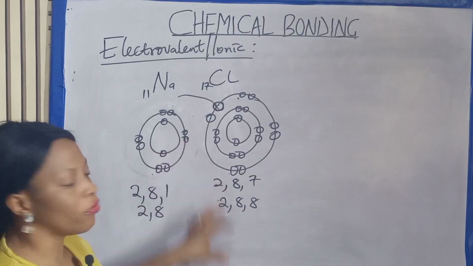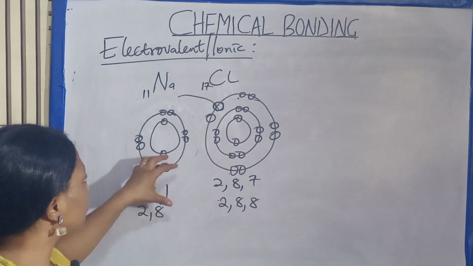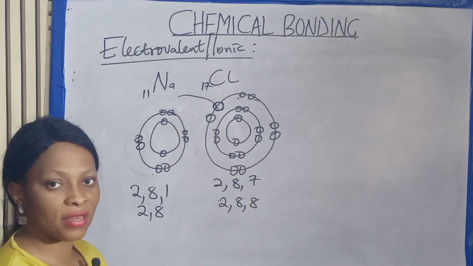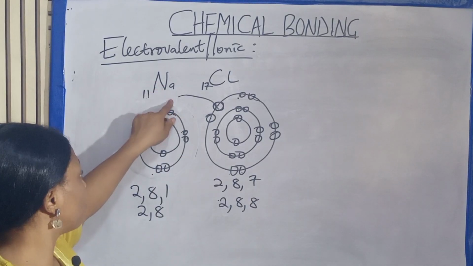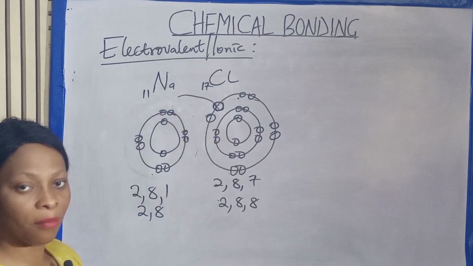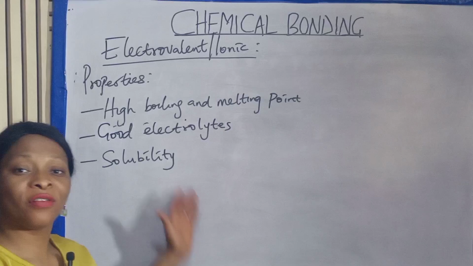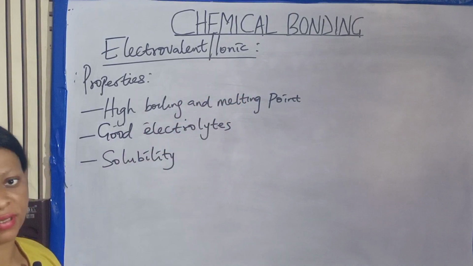So this is what we refer to as what? Ionic bonding. There must be a transfer of electron from a metal to a non-metal. This is ionic bonding. Okay, so let's look at the properties of electrovalent or ionic bonding.